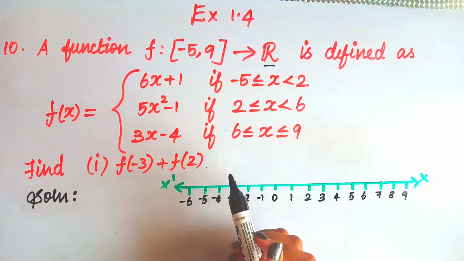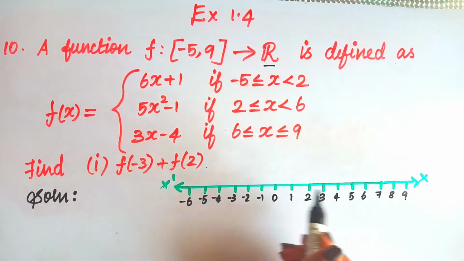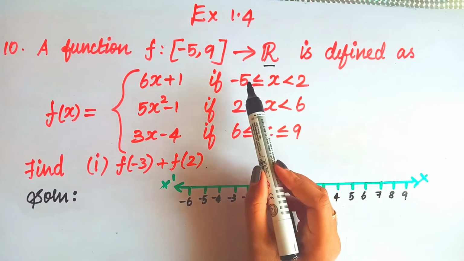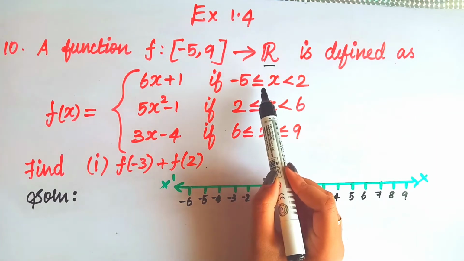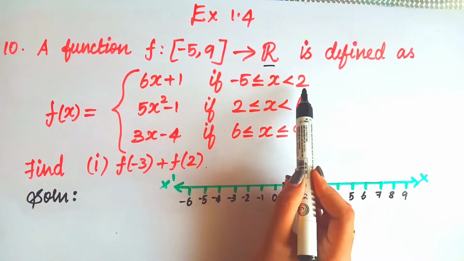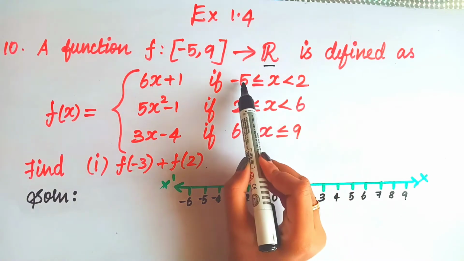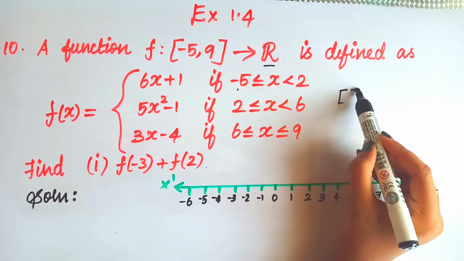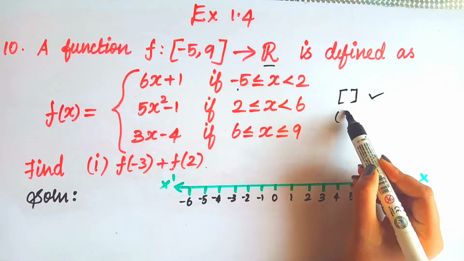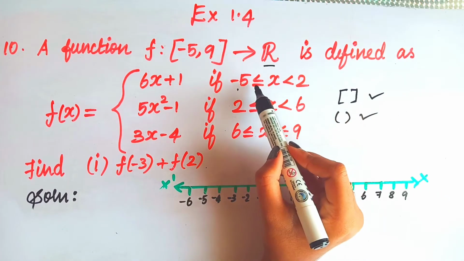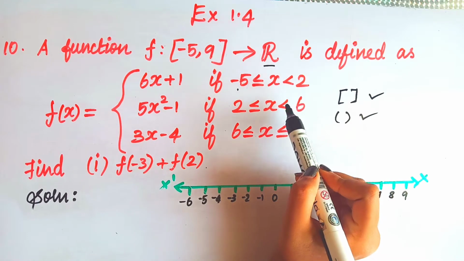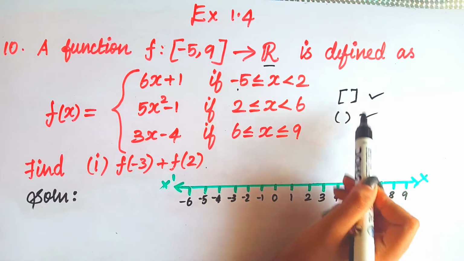Okay, so first let's start the sum by drawing a number line. So let's now mark the intervals. So first, -5 is less than or equal to x less than 2. So we have to start from -5. There are two types of intervals, which are closed interval and open interval. If we have an equal to sign, then you use the closed interval, and if we don't have an equal sign, then you have to use the open interval.